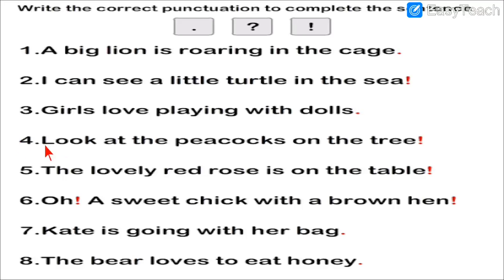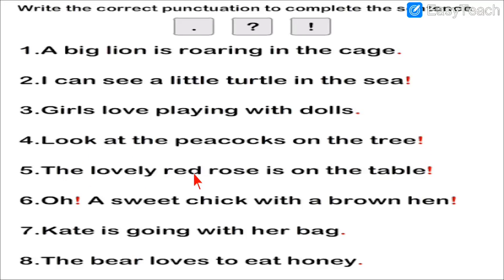Then number 4, look at the peacocks on the tree. See, again this is an exclamation mark over here. Why? Because we are really happy. You can see when you see a peacock how happy you are. You are very happy, right? So that is excitement, your happiness is there. So exclamation mark is given. Look at the peacocks on the tree. So there is an exclamation mark.